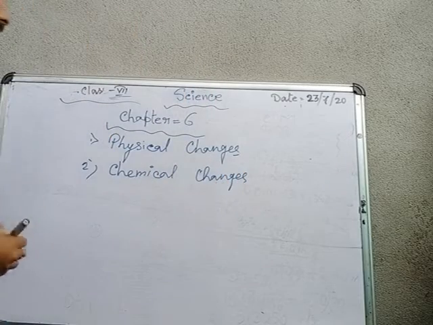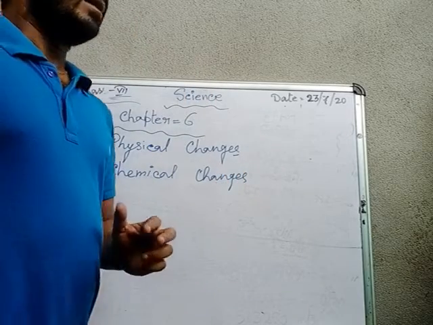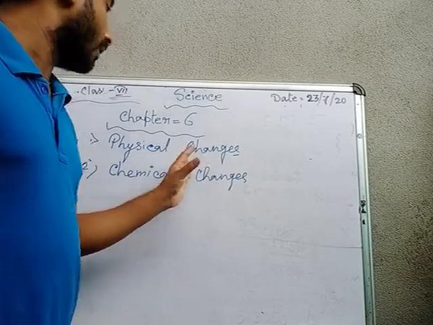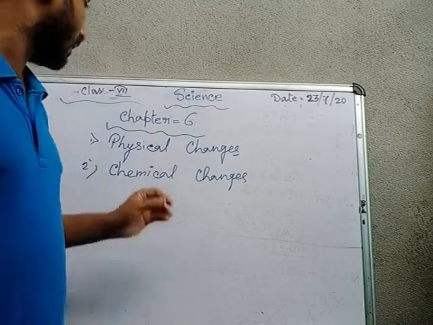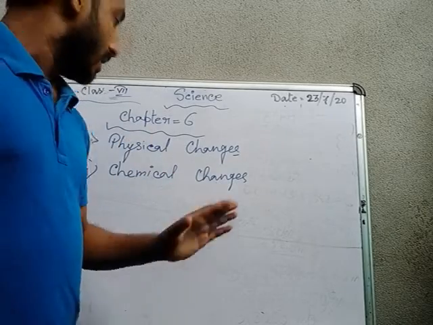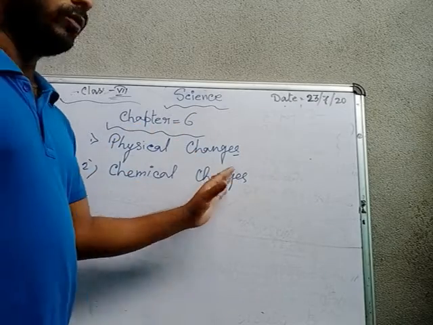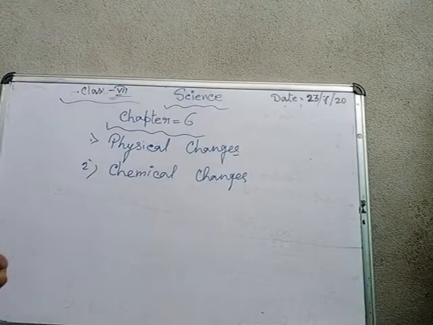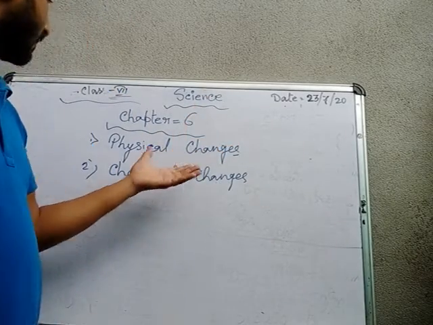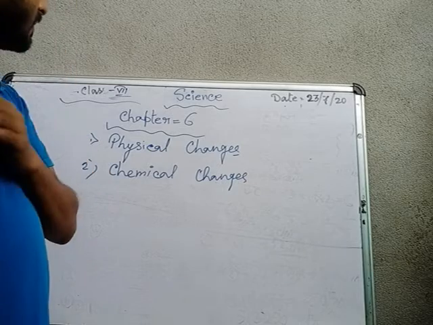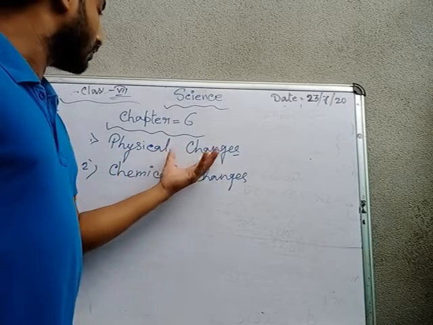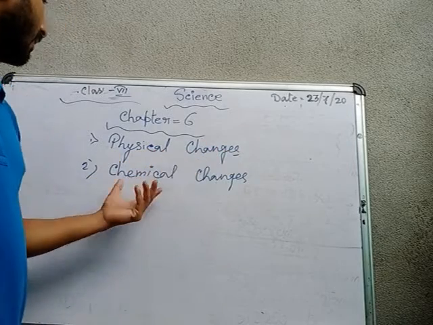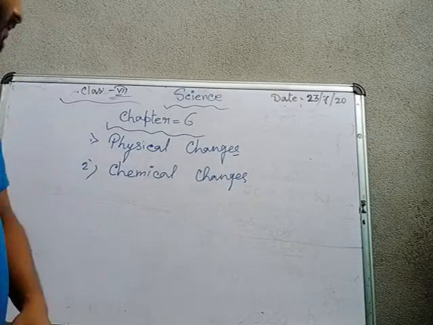chemical changes. At first I will tell you, each and every day there are so many changes in our life or around us. Okay. On these changes, on the basis of science applications, they are mainly divided into two types. One is physical changes and the second one is chemical changes.